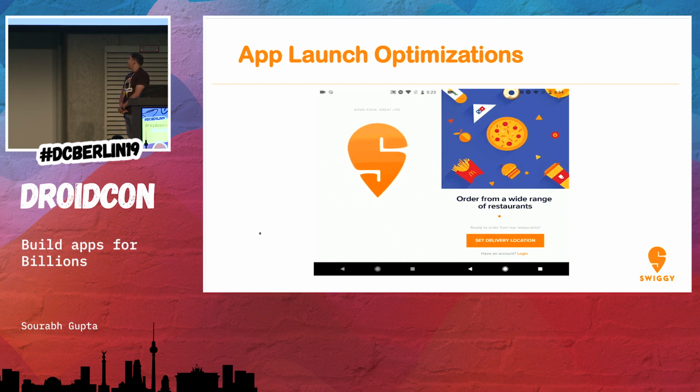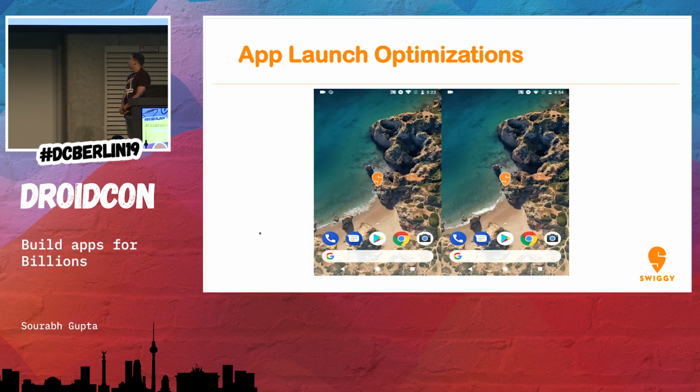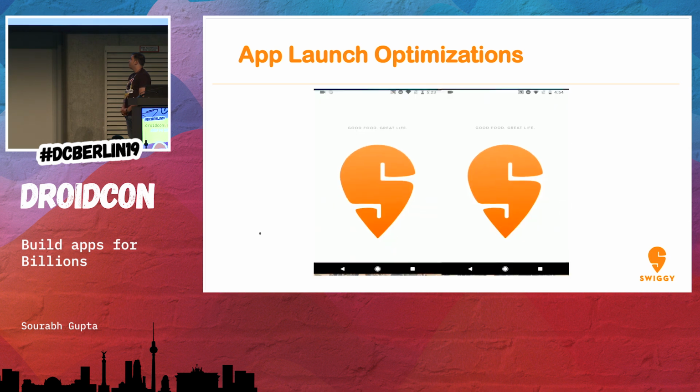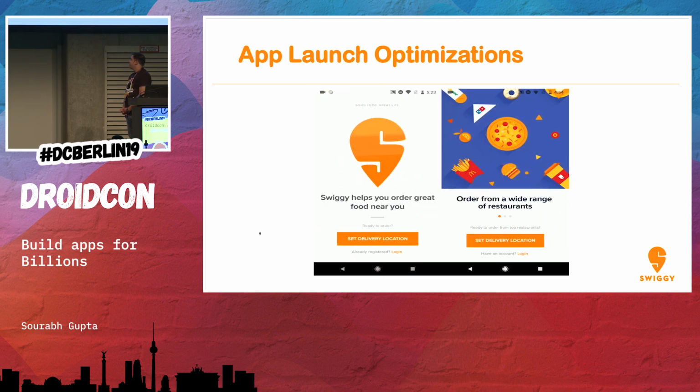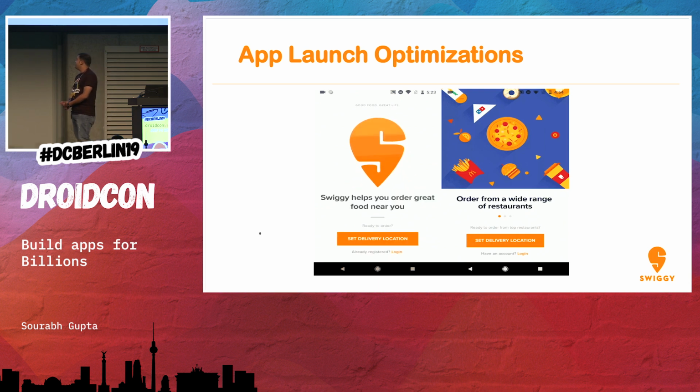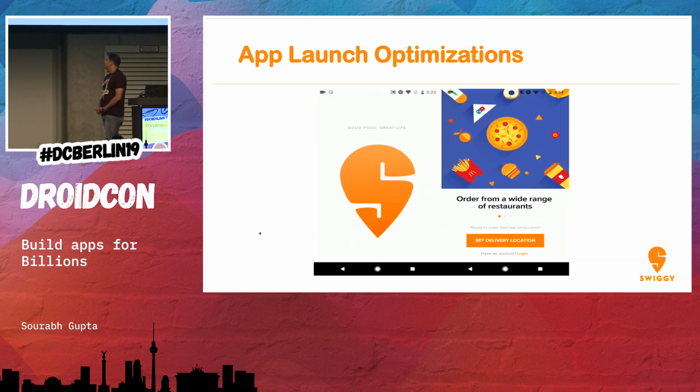So this is how the experience will look. Earlier, we used to have a splash screen making too many blocking calls, and the user was not able to see the delivery location itself. We have seen a 53% reduction in our launch time, and it's as fast and seamless as it can be.